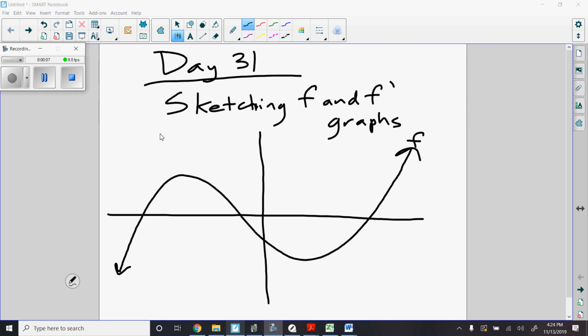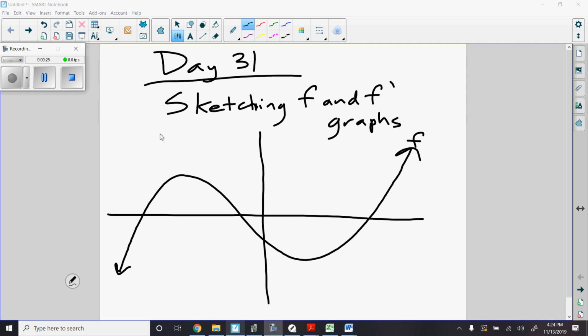This will hopefully be a short video here. We're looking at the process of sketching f and f prime graphs based on being given the other one. Okay, so this takes a little bit of brain power, and remember, it's just a sketch. It's not something that has to be perfect.